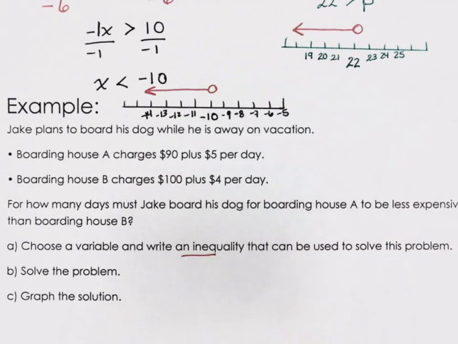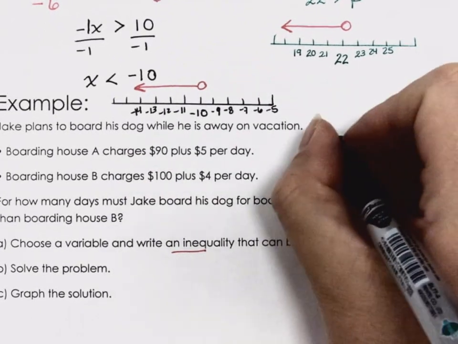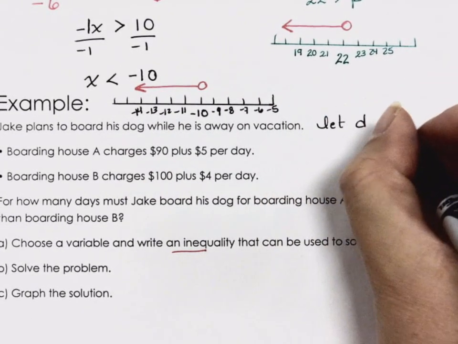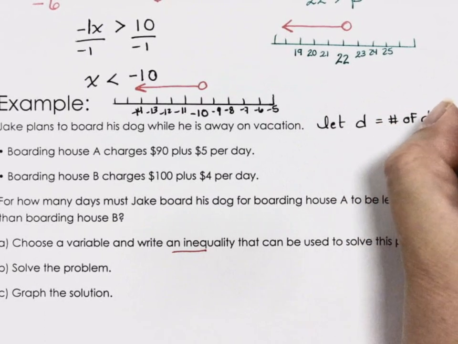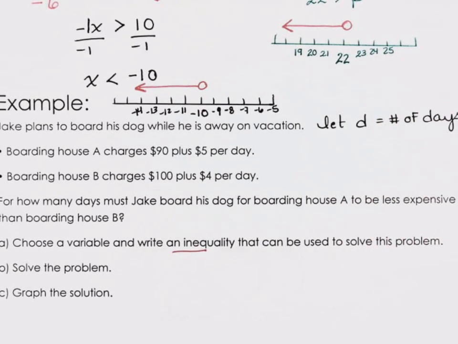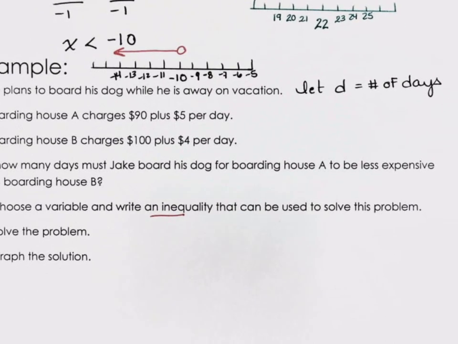So when we define our variable, we're going to say let D equal number of days, because that's the thing that is affecting the price: how many days my dog is at the kennel.